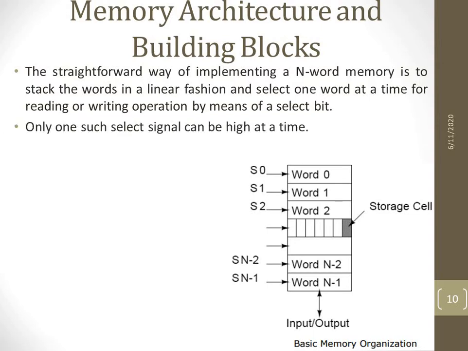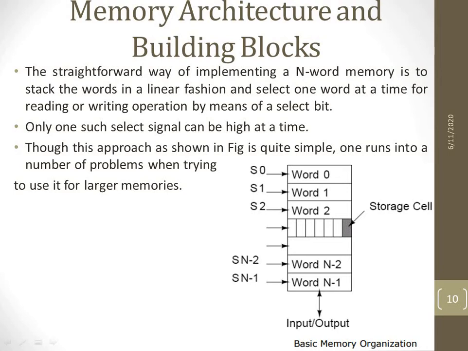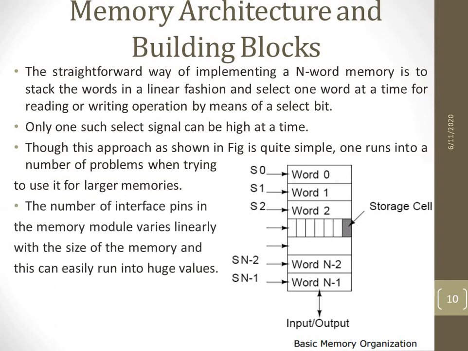Only one such select signal can be high at a time. So here the storage cells which are shown as shaded, one can be selected as high at a time. Though this approach shown in the figure looks quite simple, one runs into a number of problems when trying to use it for large memories.